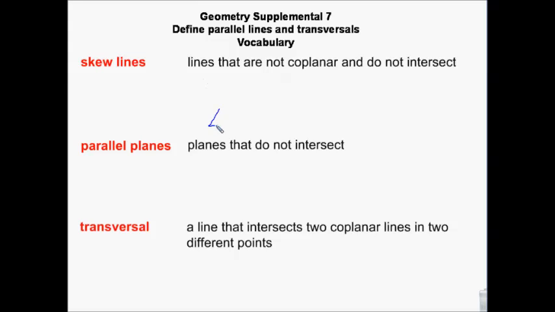So I could have a plane here, and I can have a plane up here, and I can have one line going this way and one line going that way. And they would never intersect, but they're not parallel, because parallel lines would be like this. Skew lines are kind of like that. They don't intersect, but the only reason they don't intersect is because they're not in the same plane. If we put them in the same plane on the same piece of paper, they would intersect. Does that make sense?